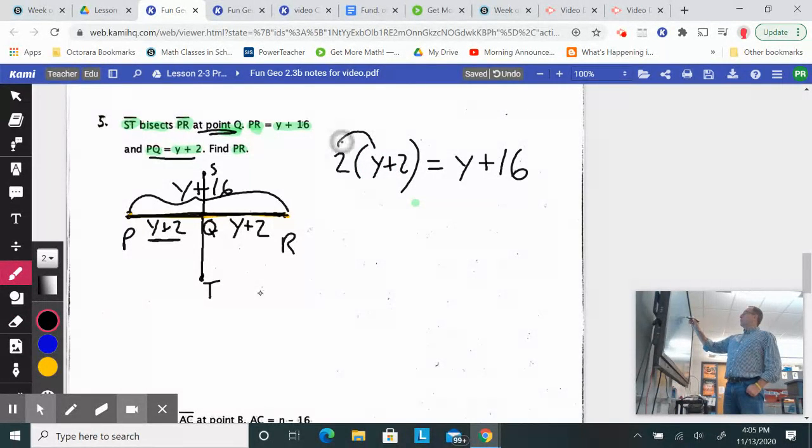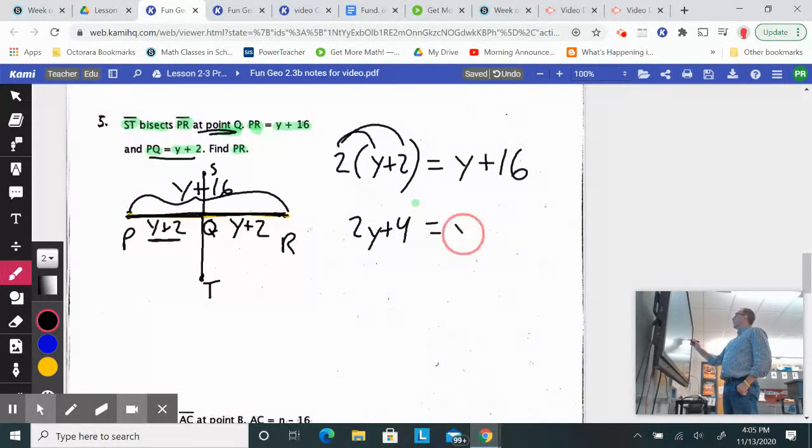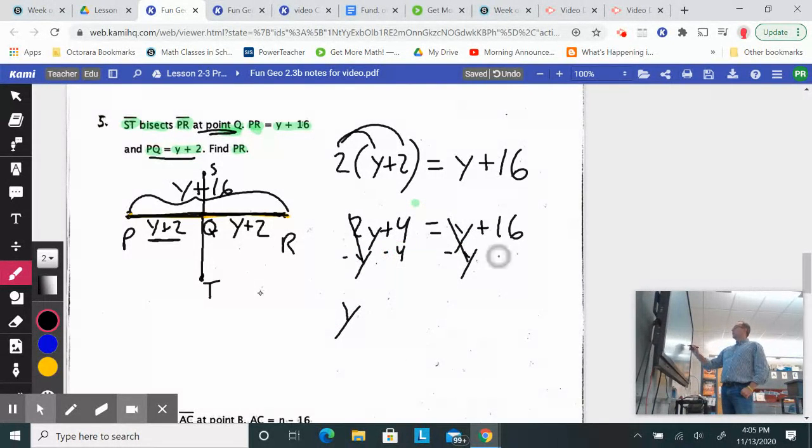So we distribute 2 times Y. 2 times 2 is 2Y plus 4. That's just Y plus Y and 2 plus 2. And we have Y plus 16 here. I'm going to move the Y's to the left side, so get rid of them from the right side. So I end up with 1 Y here, no Y's there. Subtract 4, subtract 4, so Y is by itself. 16 minus 4 is 12, Y equals 12.